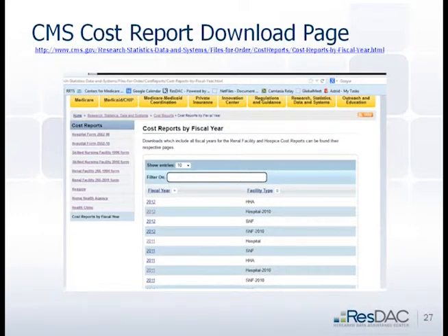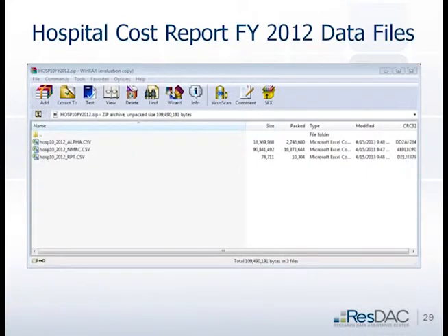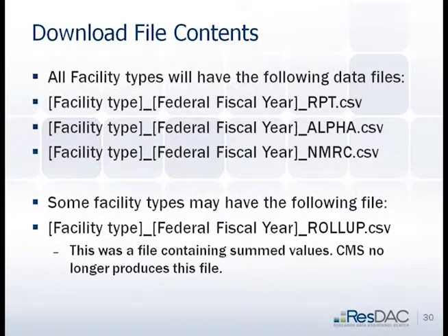We're going to the cost report by fiscal year page. We're going to look at the download for fiscal year 2012. When it opens up, this is what you would see. You'd see these 3 files. We've already talked about this, but let's go back.